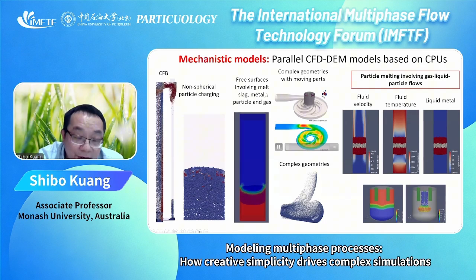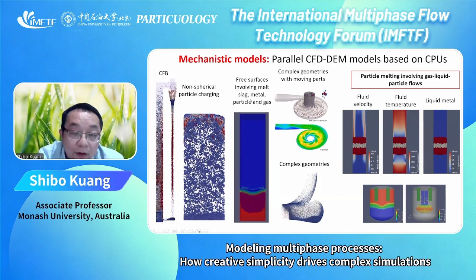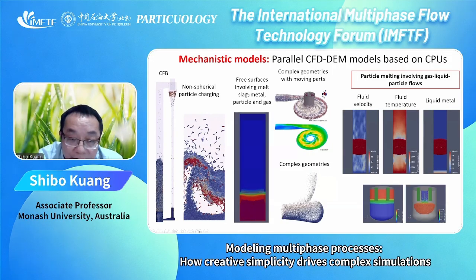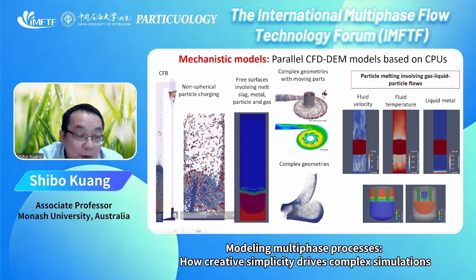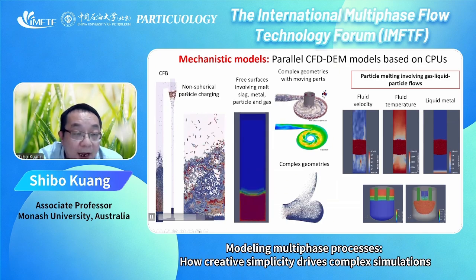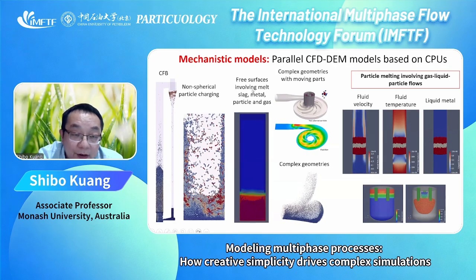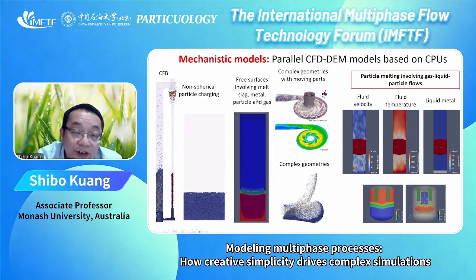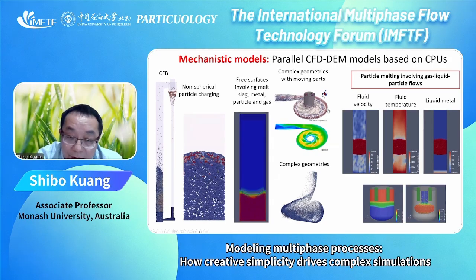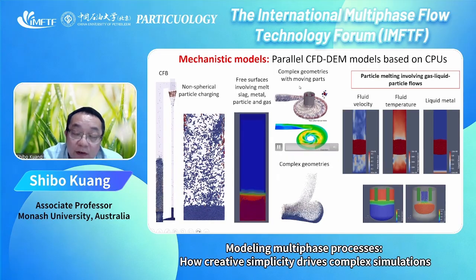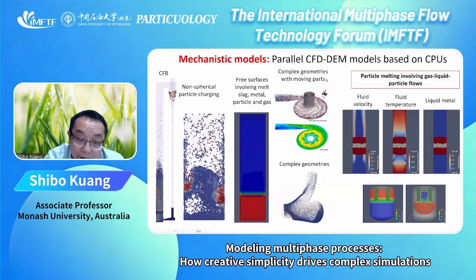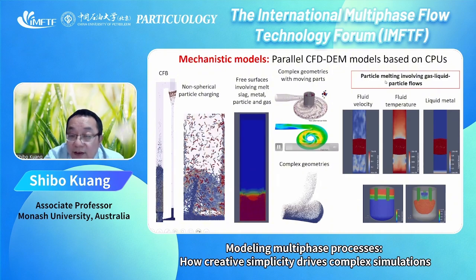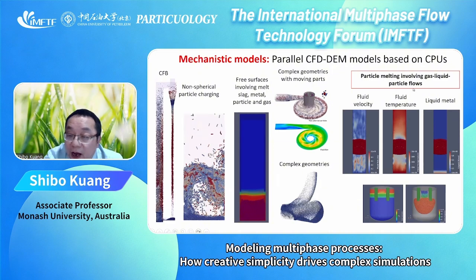This slide demonstrates some recent results from our group to realize complex system simulation and complex phenomena simulation. For example, circulating fluidized beds and non-spherical particle charging. Then free surface simulation with multiphase, including slag, metal, particles, and gas. We also made efforts to develop computer models to simulate complex geometry with moving parts. And of course, we consider some complex phenomena, such as particle melting involving gas, liquid, and particle-fluid flow.